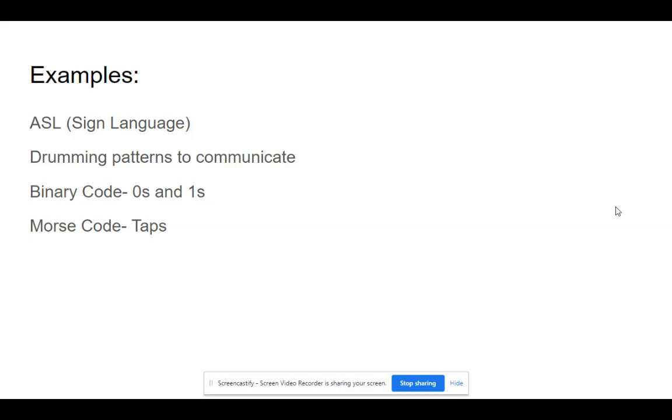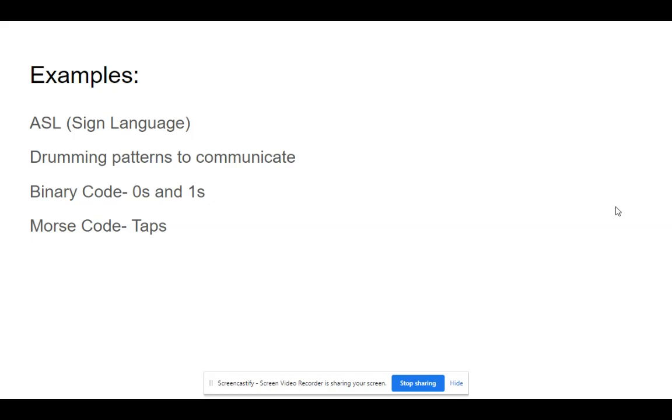The last two on this list are binary code and Morse code. Miss Floyd is going to take you on a little tour the next 2 days of binary code and Morse code. So I'm not going to go too deep into these, but binary code is using the alphabet, but it's changing the alphabet into numbers, a pattern of zeros and ones, in order for people to communicate. We typically see binary code in computers. So computers use this in order to communicate with other computers.